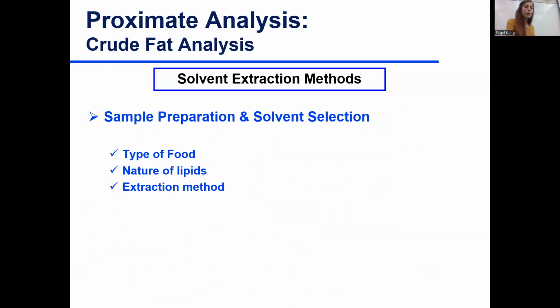So before we do fat extraction and good fat analysis, we need to do sample preparation, the same as other proximate analysis we do. The first step is the sample. It depends on the type of the food and the nature of the lipids. Based on these, we need to choose the extraction method.